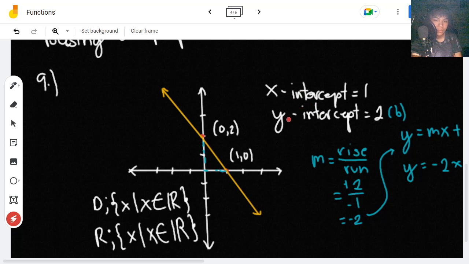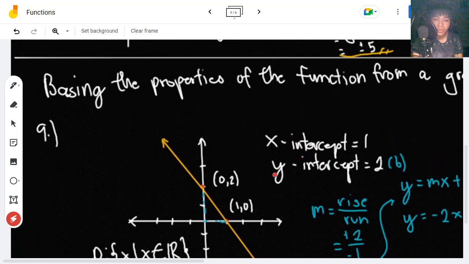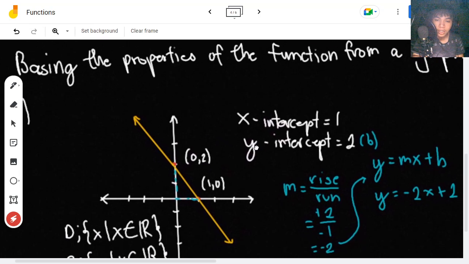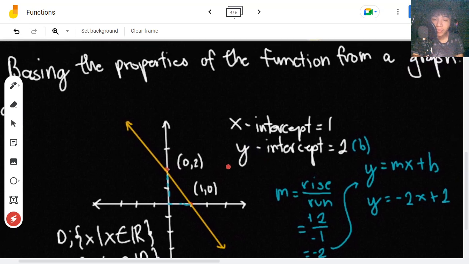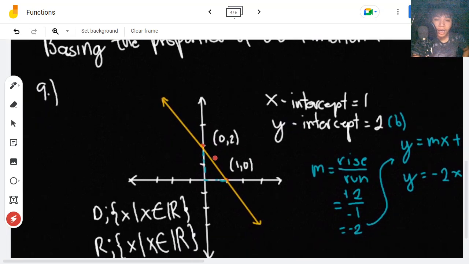So first off, what we can do when we have this line is we can determine the x-intercept and the y-intercept. For this kind of line, since it approaches the y-axis and the x-axis, our x-intercept is 1, right? And our y-intercept is 2. So we just read that from the graph.